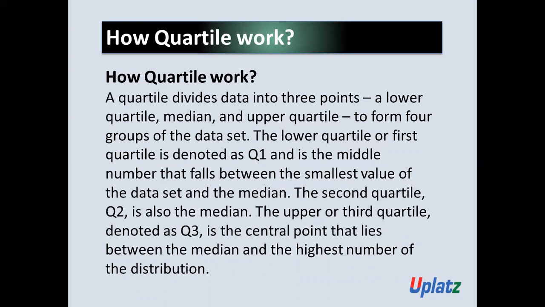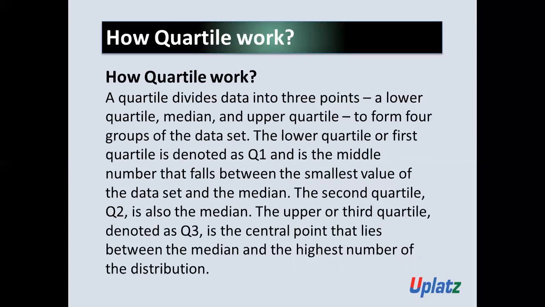The lower quartile or the first quartile is denoted as Q1, and it is the middle number that falls between the smallest value of the data set and the median. What is the lower quartile? The lower quartile is denoted as Q1. It is a middle number that falls between the smallest value of the data set and the median. What is the median? The median value is the middle value of your data after sorting the values in ascending order.